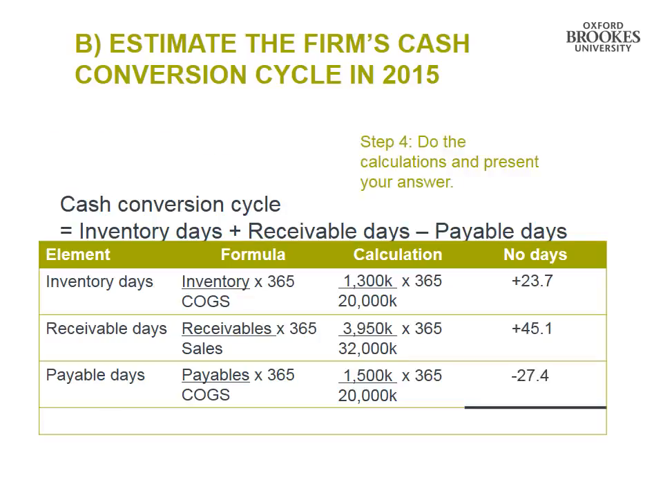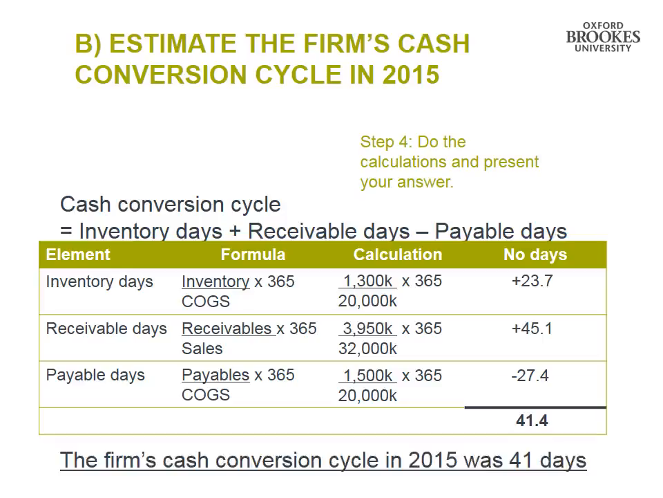So we got 23, 45, 27. Now don't be worried about the pluses and minuses I've put in there. That's just to remind me of the formula: inventory days plus receivable days, but minus payable days, just to avoid me making the mistake of trying to add these three numbers up. So I don't add them, I add two of them and subtract one of them to get an answer.